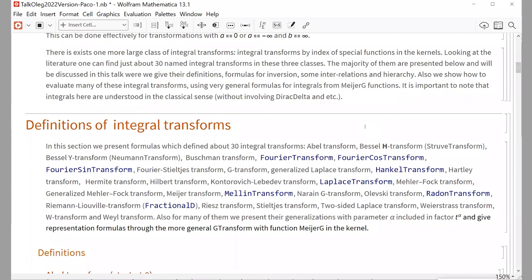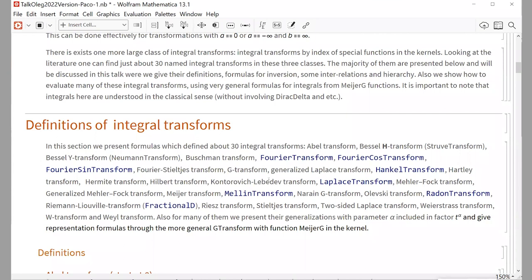We know transforms like Fourier transforms, Fourier cosine, Fourier sine, Mehler transform, Laplace and several others, which I mentioned here, and they are already implemented in the system Mathematica. But we have many others which exist in literature and were never implemented. These other transforms have names, for example, Abel transform or Stieltjes transform or Hilbert transform, and sometimes double names, Kontorovich-Lebedev transforms, and so on.